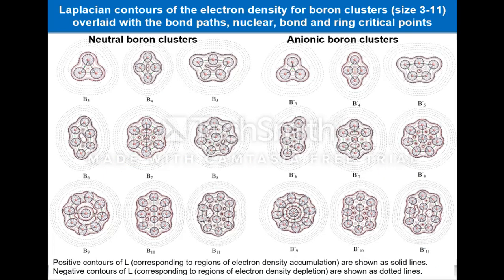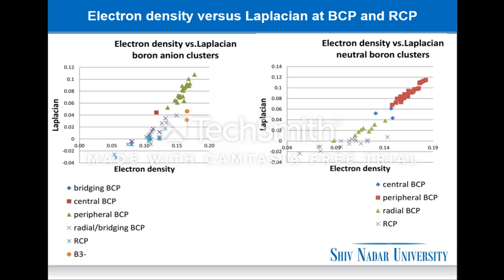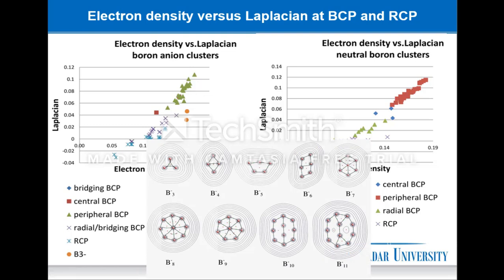Let us start with very small, simple clusters of boron in the size range of 3 to 11 atoms. We see here the Laplacian contours of the electron density overlaid with the bond paths, nuclear, bond, and ring critical points as determined by Amol. We see here plots of the electron density versus Laplacian at bond and ring critical points for both neutral and anionic boron clusters. When I say peripheral bonds, I mean the ones around the ring.